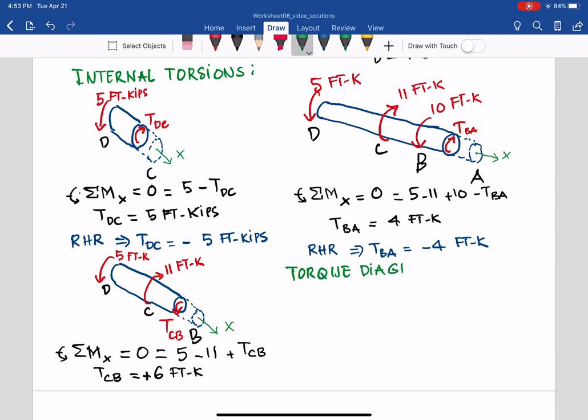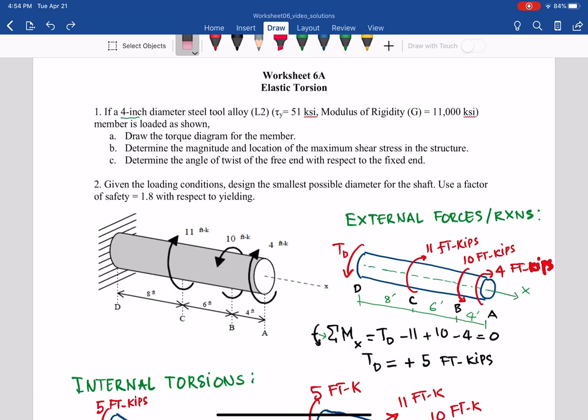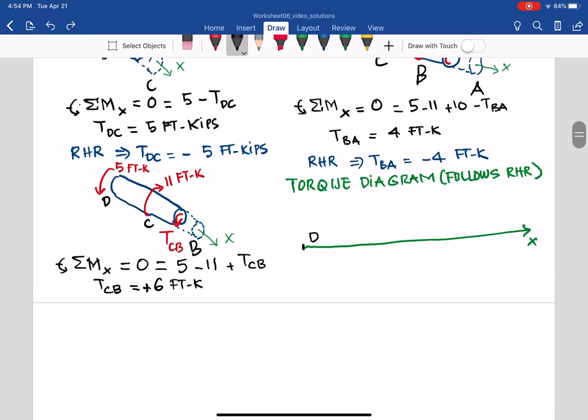diagram, so which is part A, and I also want to follow right hand rule. So along the shaft we have the x-axis, and we have A, B, C, D, with 8, 6, and 4. So we have point D, we have point C, point B, and point A.